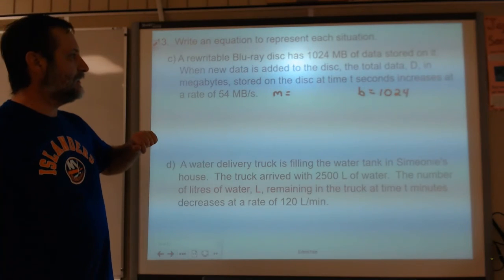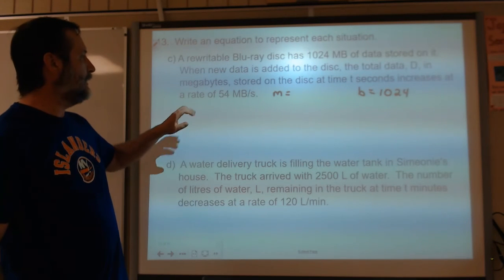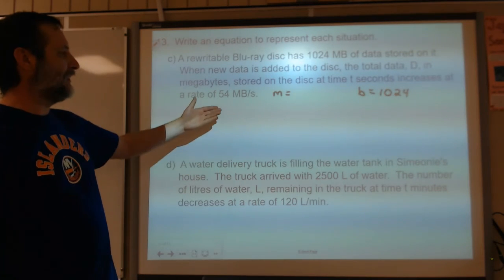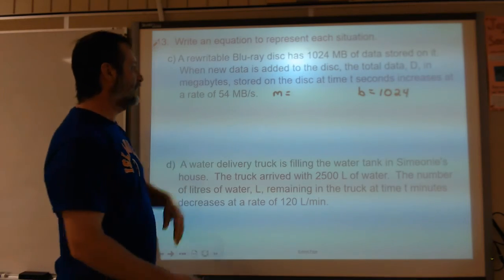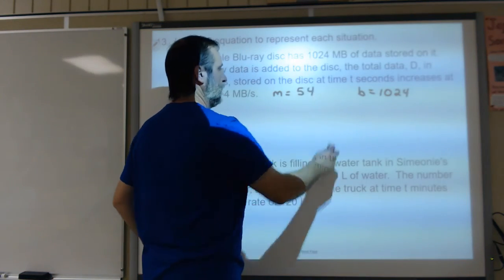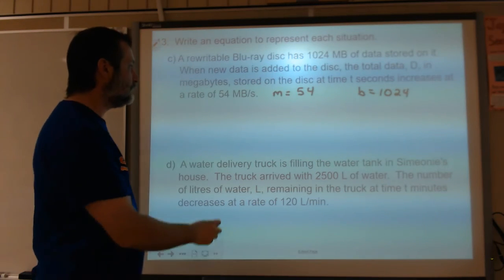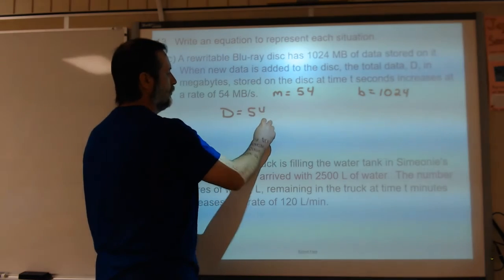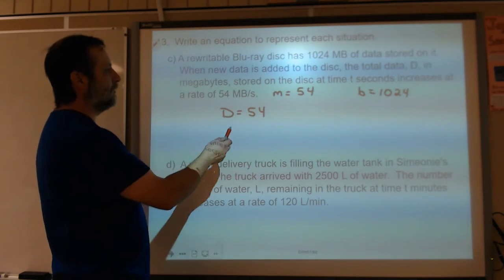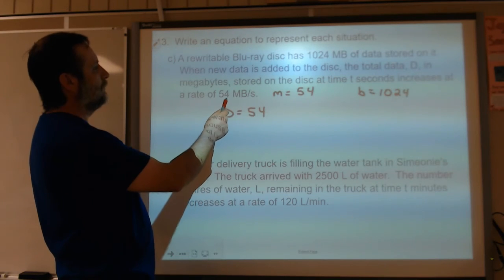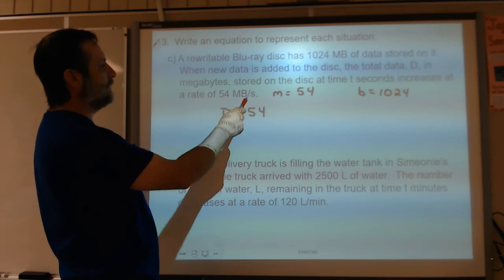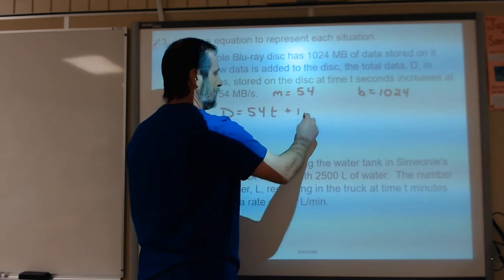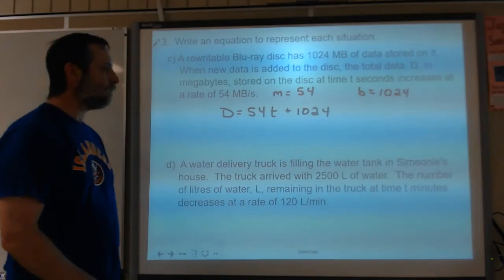When new data is added to the disk, the total data, D, that's going to be our Y, in megabytes stored on the disk at time T, which will be our X, increases at a rate of, and they even give us the word rate right in there, 54 megabytes per second. So our slope is 54. So the Y is our total data. It's going to be 54 times, which normally is X, but they are calling it T. So 54 times T plus 1024. Formula is made.